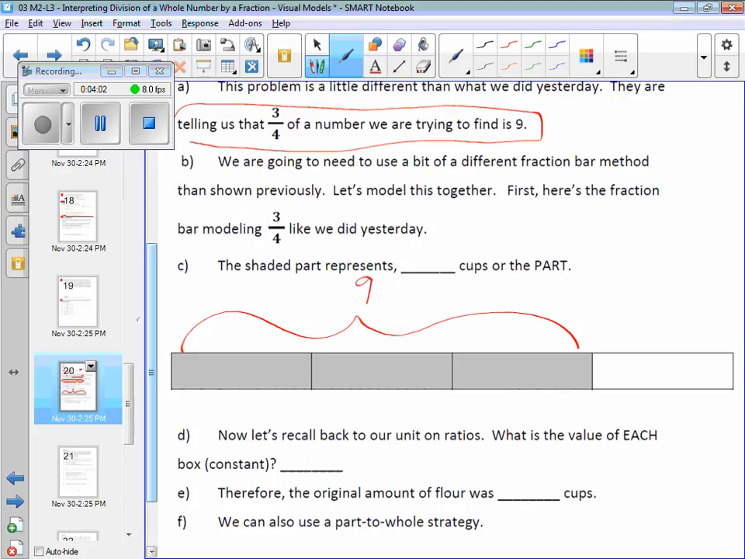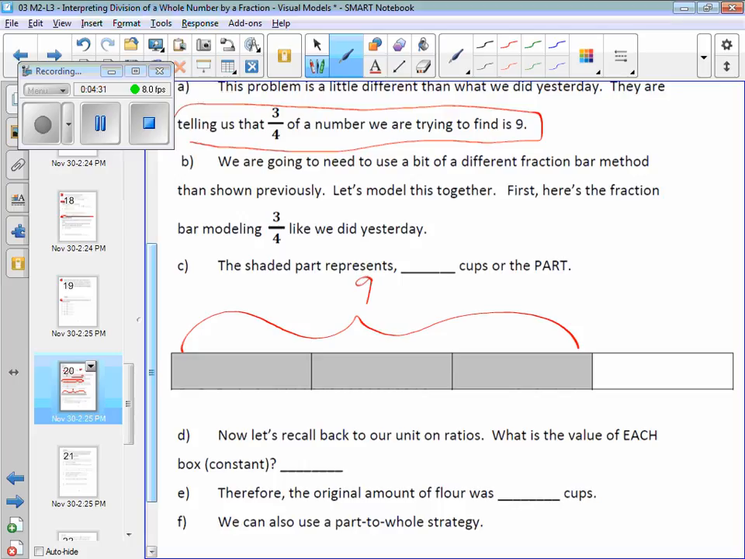Do you agree that the fraction bar is showing 3/4? This 3/4 is representing 9 cups. It's not the total amount. The total amount is the whole entire 4 bars. But if we can get the magic number in here, we could figure out the total. It's very similar to what you did back when we were doing tape diagrams back in Unit 1 or Module 1, because now you've got to find the magic number.